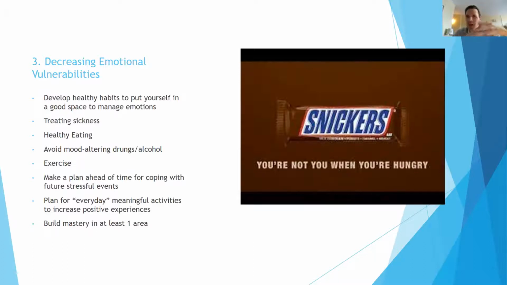Another thing is, and not that a Snickers is the healthiest thing, but the idea is there: make a plan ahead of time for coping with stressful events. So if I'm going to this family thing that I think is going to be stressful, if I can come in with some ideas of how I can cope, then when it actually happens, I'm in a better spot to deal with it. Or if I'm not doing any activities that are meaningful for me, I'm going to have a harder time managing what we call negative emotions.